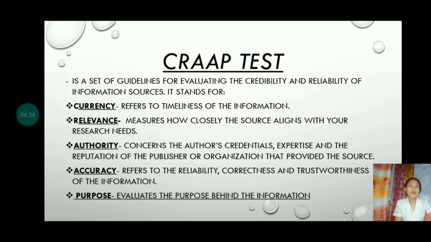So currency is whether the information is updated or outdated, and whether it is really relatable to the information you are looking for. Next is relevance. It measures how closely the source aligns with your research needs. Relevant information ensures your writing stays focused and useful for your audience.